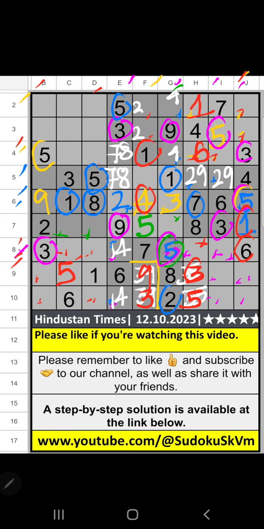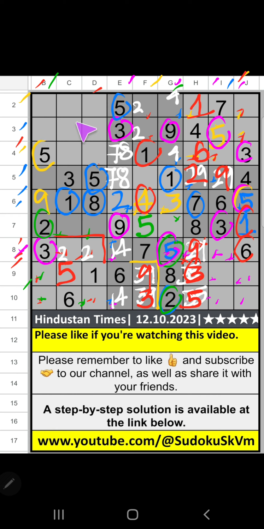We'll confirm later. Column B, 10th row, we have 2. So 2 can't come in these cells. Then 2 will come in one of these cells. We'll confirm later. 8th row, we have 2. So 2 can't come in this cell. 2 is confirmed here. The 9 is here. Then 6th grid, we can confirm 9 also here.